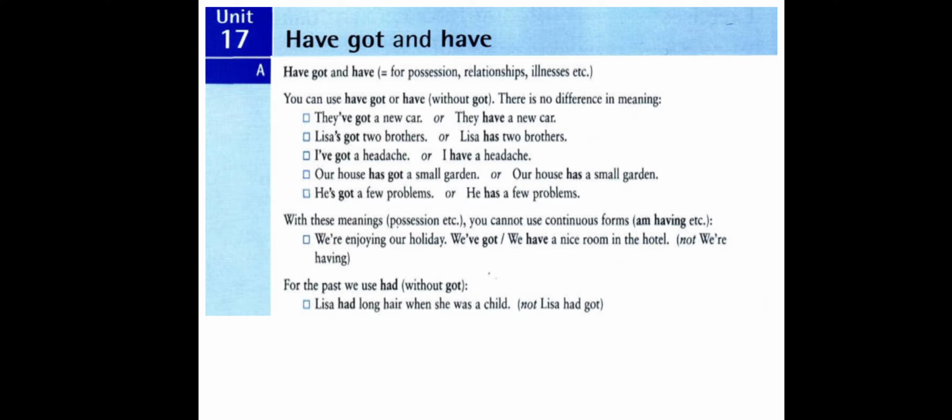So to conclude, we can say that we can use have got or have to express possession, relationships, and illnesses. With these meanings, you cannot use continuous forms because have is considered a stative verb. So since have or has is a stative verb, we can't use it in the present continuous. It must be used in the present simple.